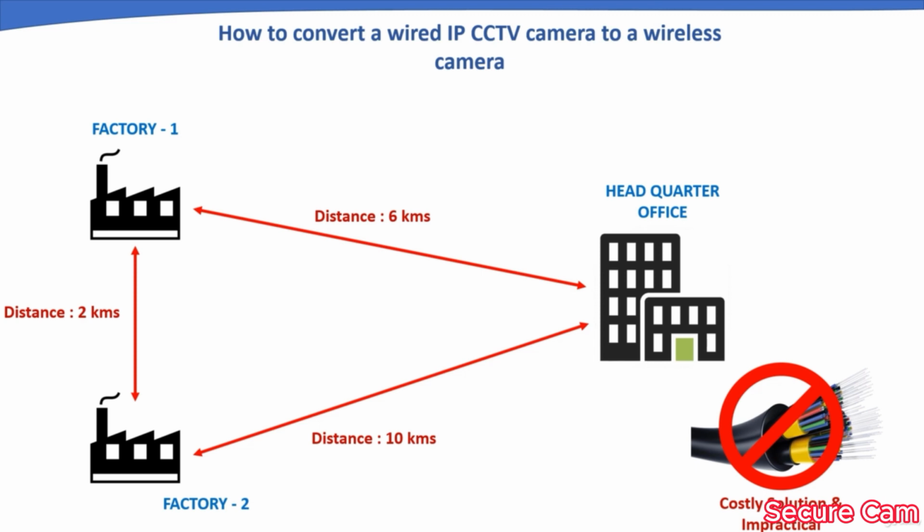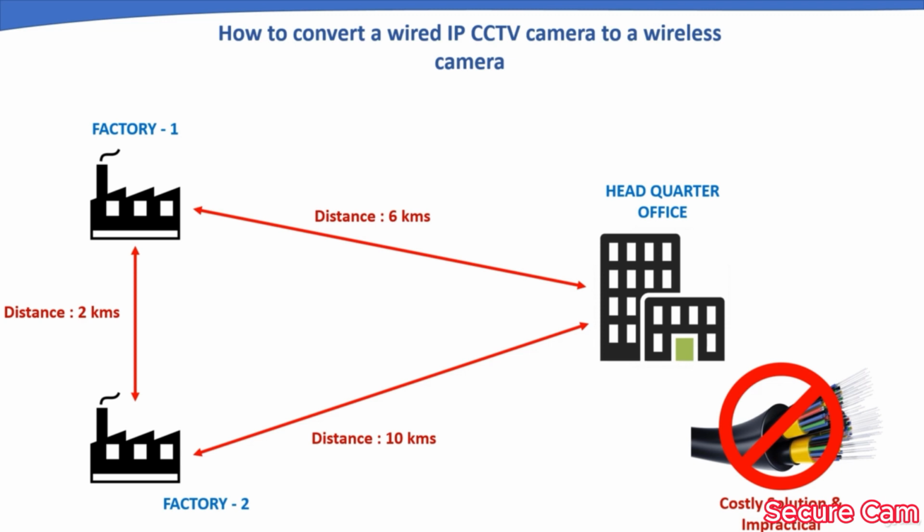And the customer wants to install CCTV cameras at these two factories and wants to view these two factories' CCTV cameras at his headquarter office. But the problem is that there is no existing network infrastructure available amongst these factories and headquarter office. And the other problem is that optical fiber can't be laid amongst these factories and headquarter office due to some reason. Now, how can we solve this issue?